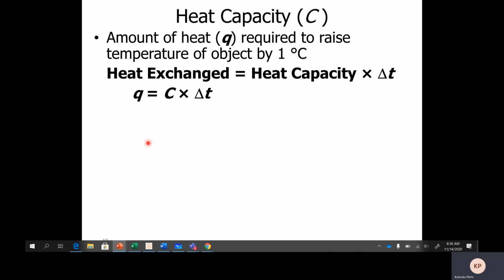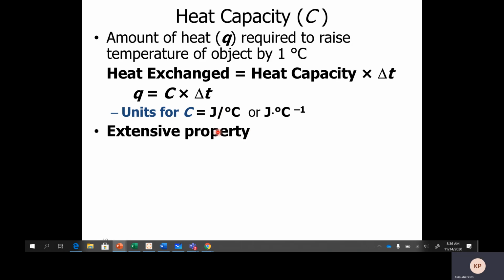Here is the equation: Q equals C times delta T. So what are the units for the heat capacity? The units for the heat capacity equal joules divided by degrees Celsius.